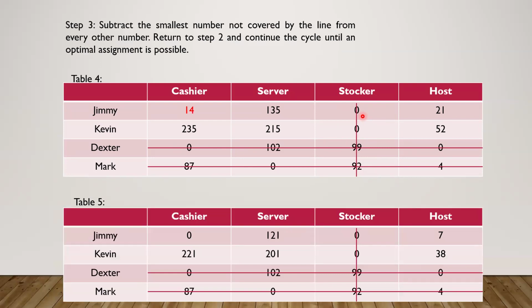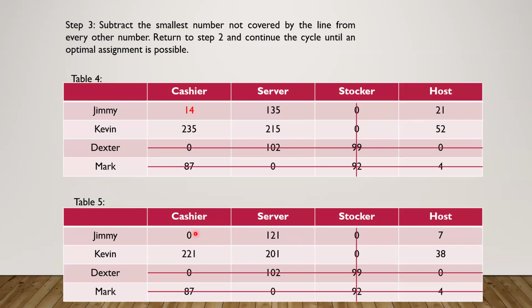Step 3, subtract the smallest number not covered by the line from every other number. Return to step 2 and continue the cycle until an optimal assignment is possible. So among the numbers that don't have the lines, we will get the smallest number. So we have the 14, and then subtract it from the other numbers, the 235, 135, 215, 21, and 52.